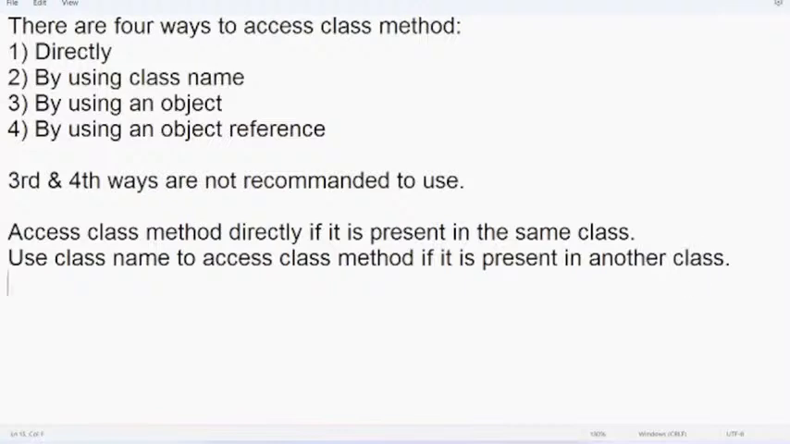Access class method directly if it is present in the same class. Use class name to access class method if it is present in another class. Same class is there, use directly. Another class is there, use class name. But in the same class, class name is also possible. But if it is in another class, directly is not possible. Compulsorily you have to use class name.